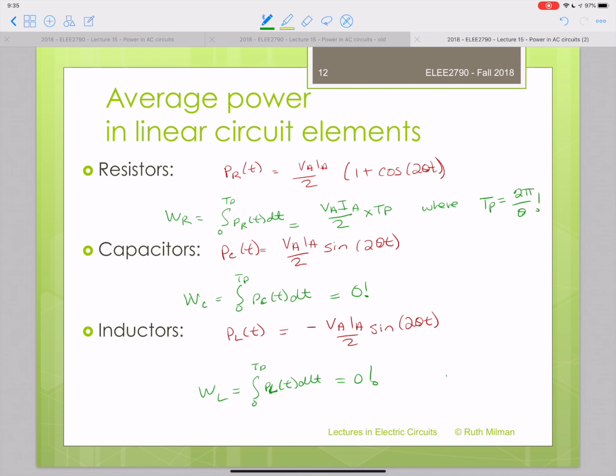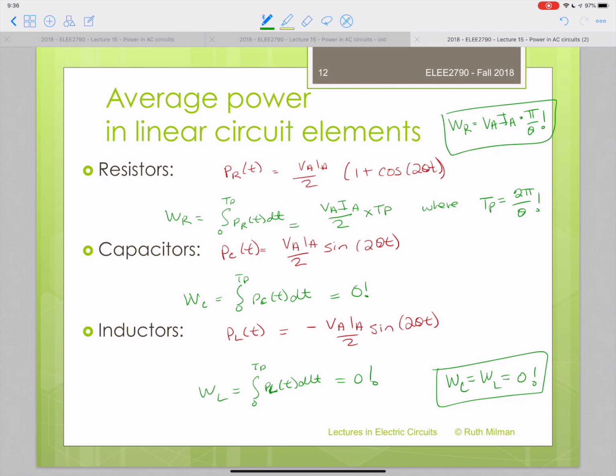So, in summary, the work for a capacitor or an inductor over an entire period is just equal to 0. They're both supplying and dissipating energy, so they collect energy and then they give it back out, and they do that in equal proportions. On the other hand, a resistor is a purely energy dissipating element. The work over an entire period is just VA IA times pi over theta. And so we see that we can summarize the average power for these straightforward elements very easily.